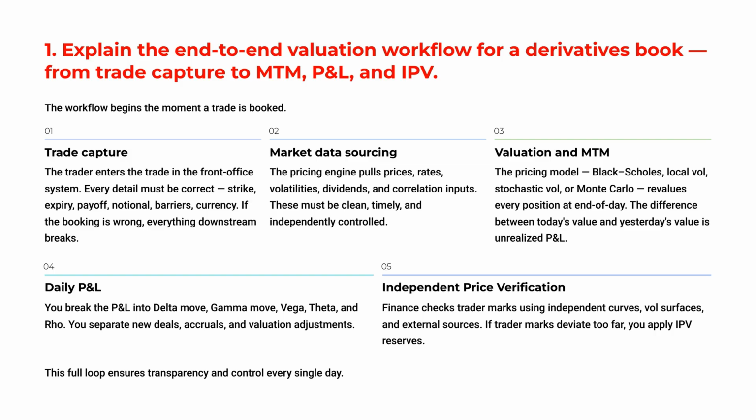Step 4. Daily P&L. You break the P&L into delta move, gamma move, Vega, Theta, and rho. You separate new deals, accruals, and valuation adjustments. Step 5. Independent price verification. Finance checks trader marks using independent curves, vol surfaces, and external sources. If trader marks deviate too far, you apply IPV reserves. This full loop ensures transparency and control every single day.